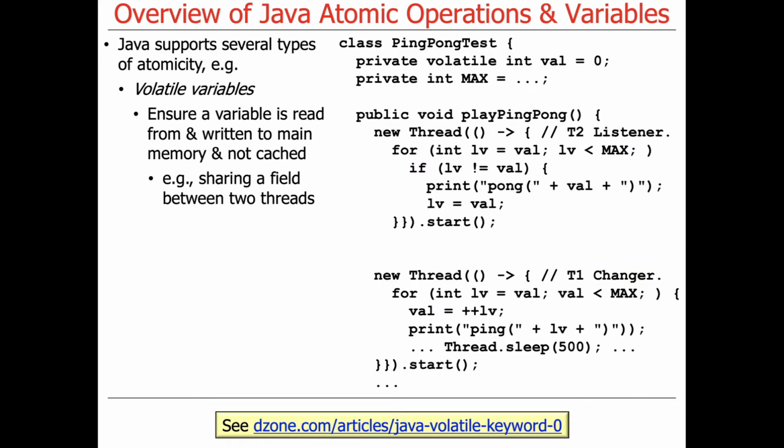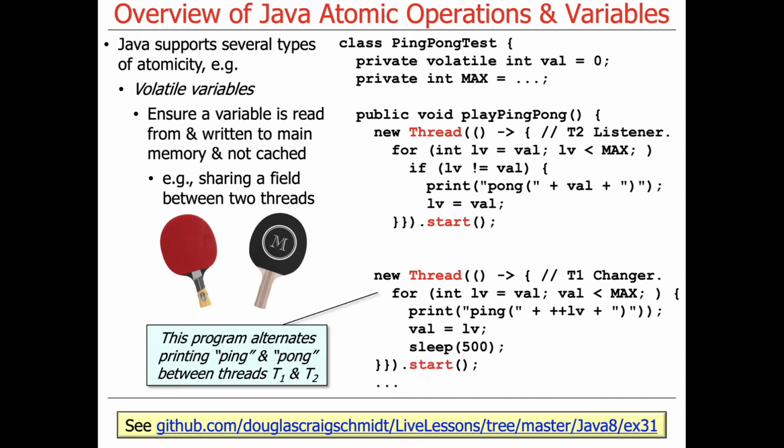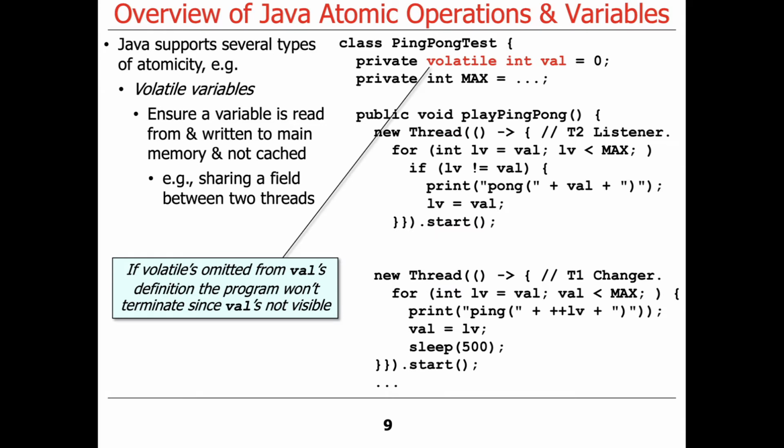Let's take a look at an example to illustrate this. It's a very simple but very interesting example that involves sharing a field, which in this case is called val, an int, between two threads. And this particular program, believe it or not, will alternate printing ping and pong between threads T1 and T2. If you want to convince yourself, you can take a look at this program, run it, and see that it actually does what I'm telling you it's going to do.